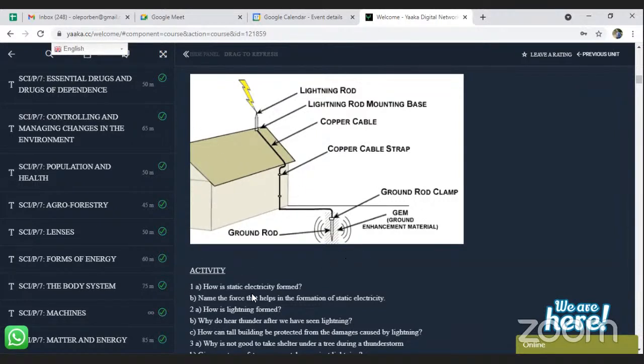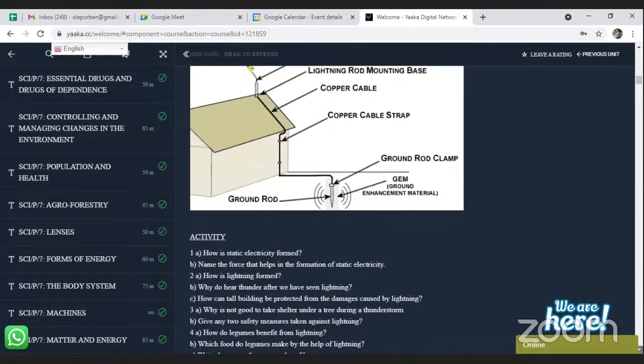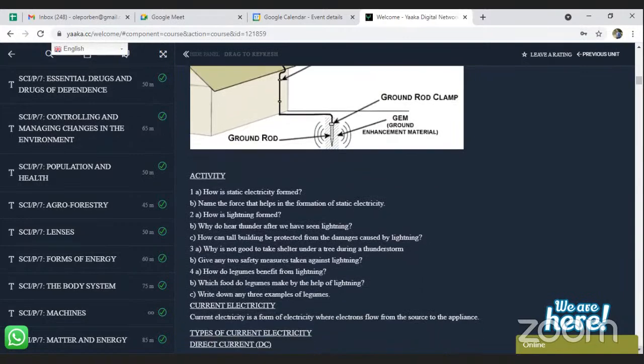And then after that, you will also have some exercise you write in the book, and then you answer all those questions. The exercise is not difficult. How is static electricity formed? It is not difficult. Name the force that helps in the formation of static electricity. Maybe I can ask this, only that we have not yet discussed this. The good thing is you read this. How is static electricity formed?